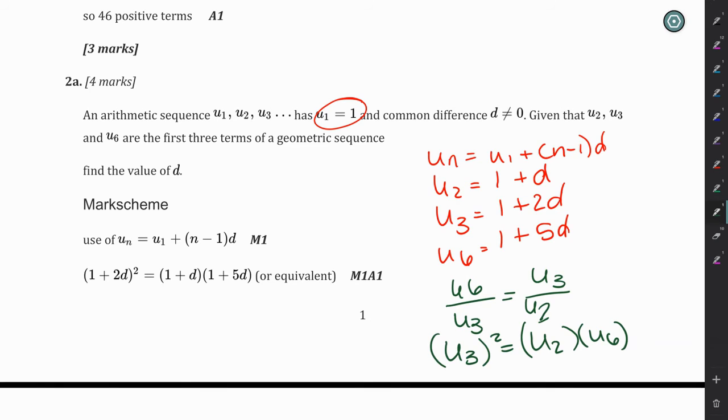So u3 is 1 plus 2d. So here we have 1 plus 2d squared, because that's what u3 is, equals 1 plus d, because that was u sub 2, times our u sub 6, which was 1 plus 5d.